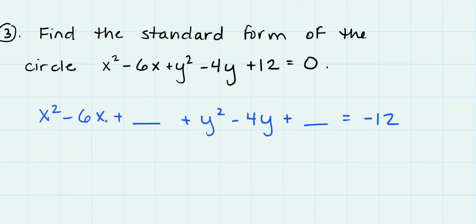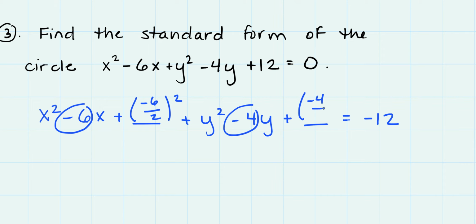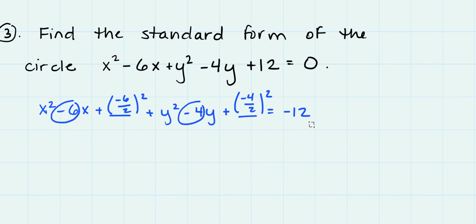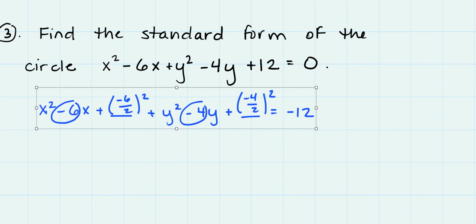Okay, now we take this number, this negative 6, and we divide it by 2 and square that. Then here, I'm going to take this negative 4, divide it by 2, and square it. And then I'm also going to add it to this side. Let me make this a little bit smaller. Okay, so let's add it to this side.